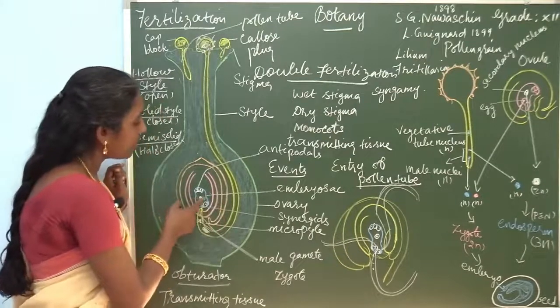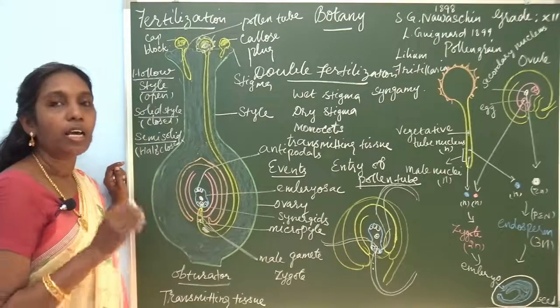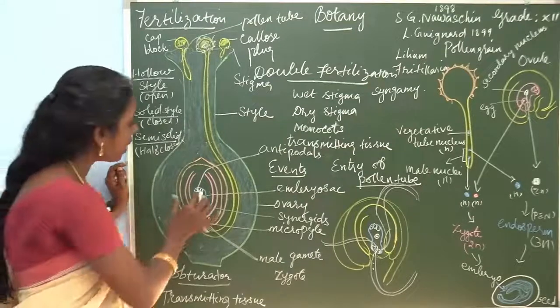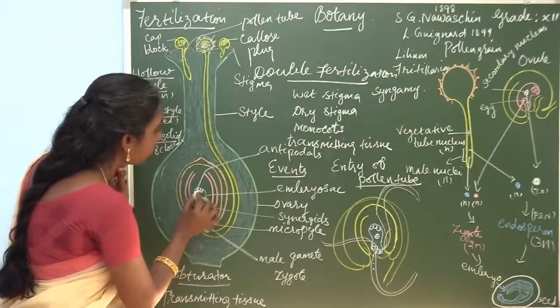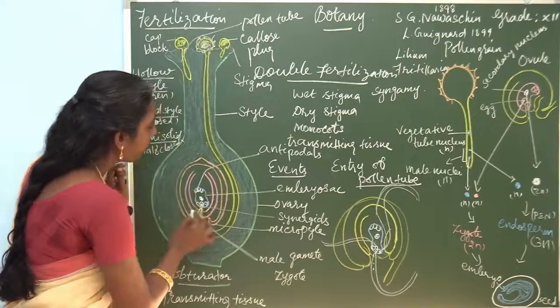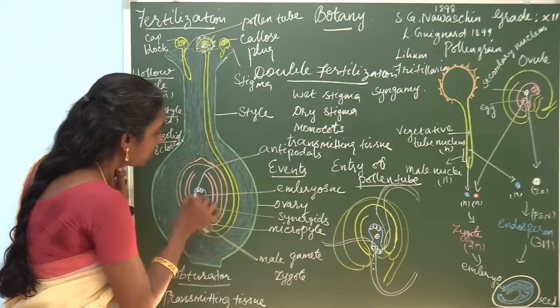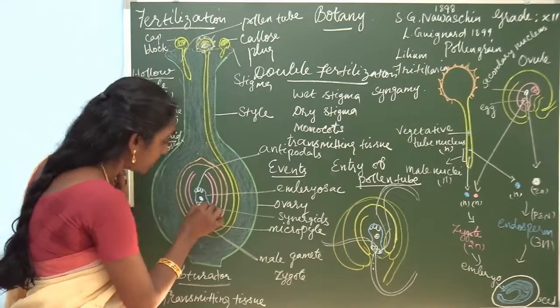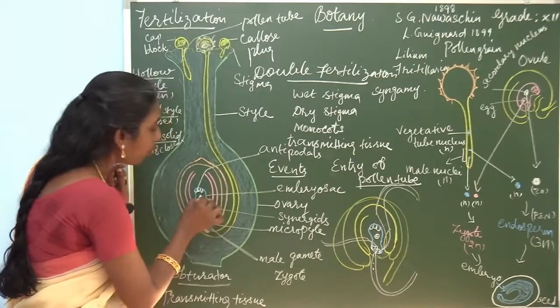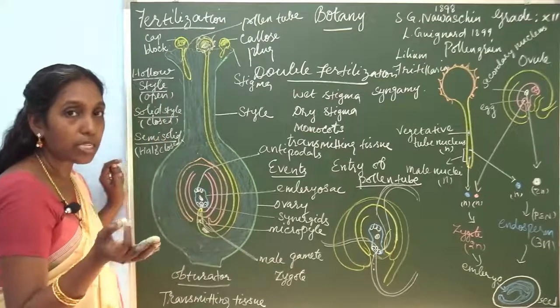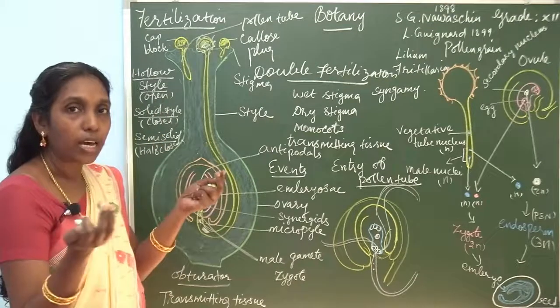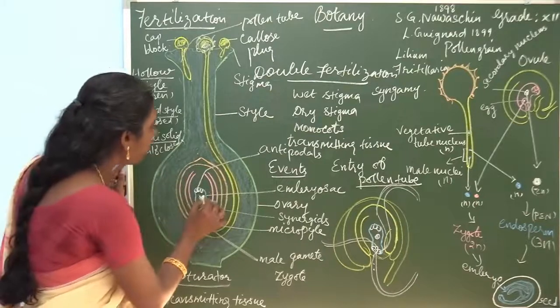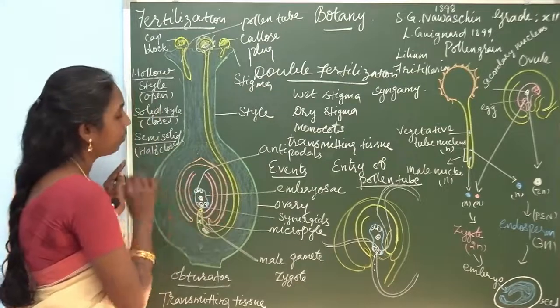In the center of this embryo sac, this is the embryo sac, which consists of three different regions. The antipodal region, which contains antipodals, and this region is the synergids. In the middle there is the egg, and here there are the polar nuclei. Sometimes the two polar nuclei already fuse together and form a secondary nucleus.